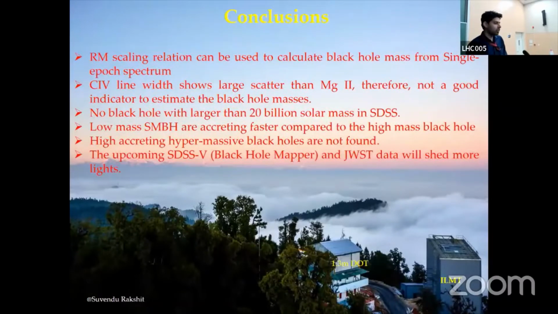So finally, I come to the conclusion. As I said, the reverberation mapping scaling relation is a very useful tool to estimate the black hole mass throughout the universe. But we need to properly calibrate those relations to use them for all the AGN populations. And we found that there are no black holes heavier than 20 billion solar mass, and high accreting objects are low massive compared to high mass black holes.